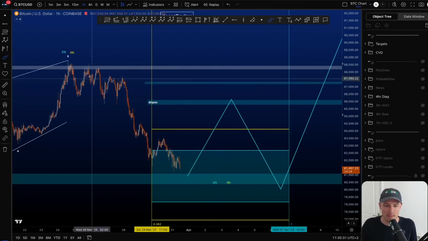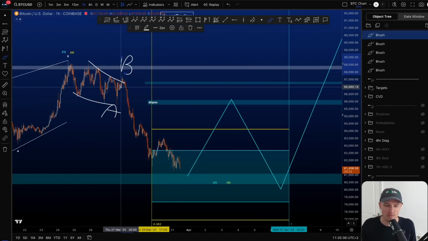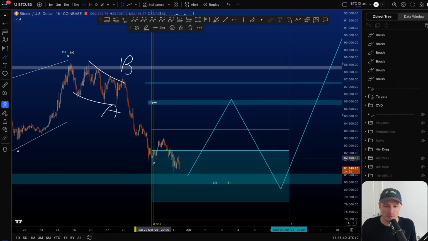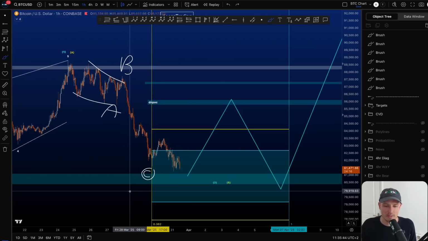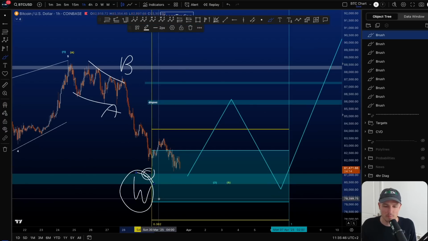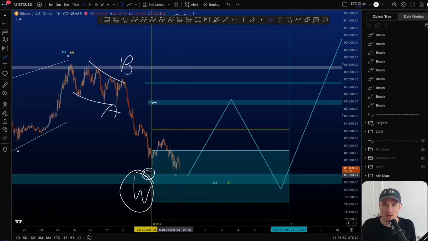Another way is to count this structure as a 3-wave move. So you then have to count this here as your wave A, diagonal, wave B is this move up, and this move down is your wave C. Now this zigzag ABC is then a wave W, because also price here took out the low. So this can't be the end of your correction. So this is then your W.